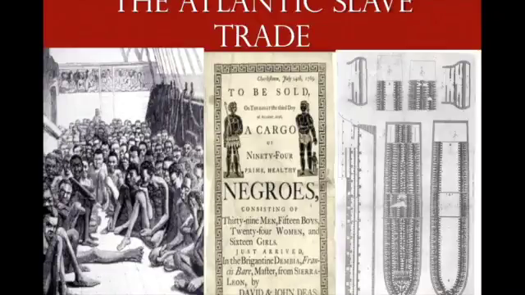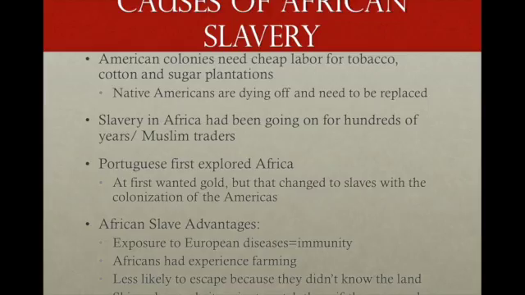So we've discussed the discovery of the Americas, with Columbus coming and the treatment of Native Americans. We saw that disease wiped out a majority of the population of Native Americans that the Spanish and other countries were using to work the land. So it was really important for them to replace those dead Native Americans with somebody else. And so that's when they turned to Africa and looked into creating something that becomes known as the Atlantic slave trade. So, different causes of the African slavery.